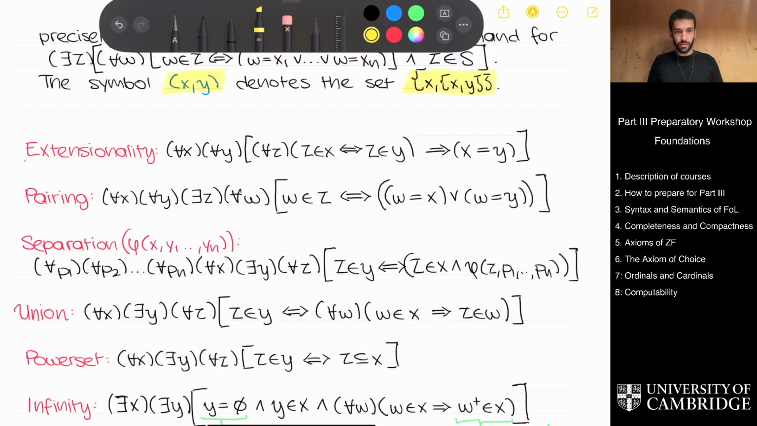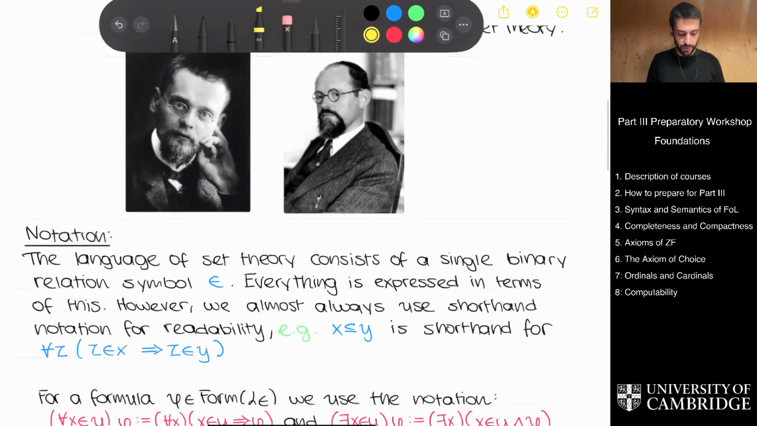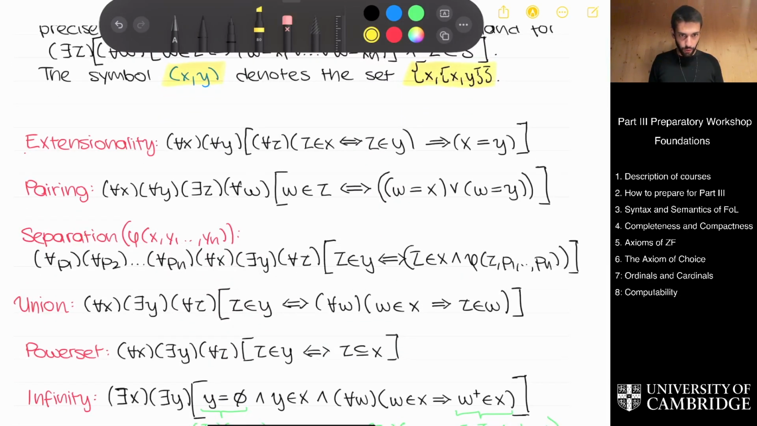Good. Union, recall that union says the following informally. For any set x, there's a set y, which is the union of all elements of x. How can I say this formally? Well, for all x, there exists a y, such that for all z, z is an element of y, if and only if there exists a w, such that w is in x and z is in w. Why is that? Recall what I'm trying to say is that y is the union of x. So the things that are in y are precisely the members of members of x. And that's what what I've written above says.